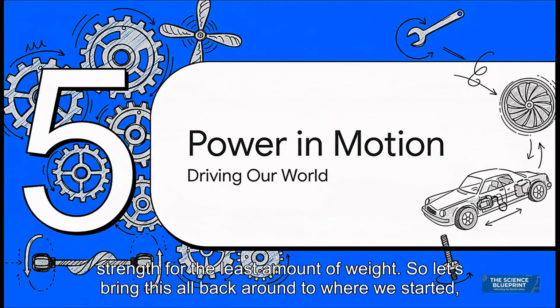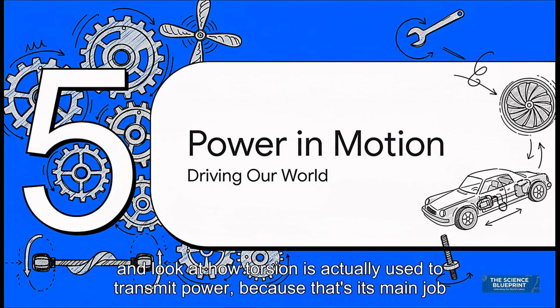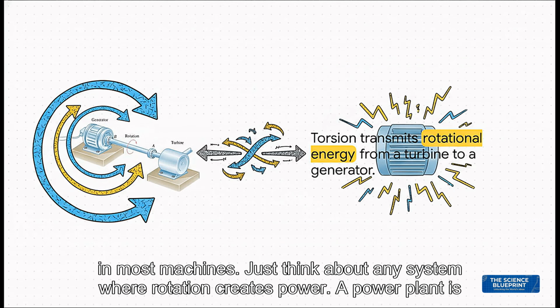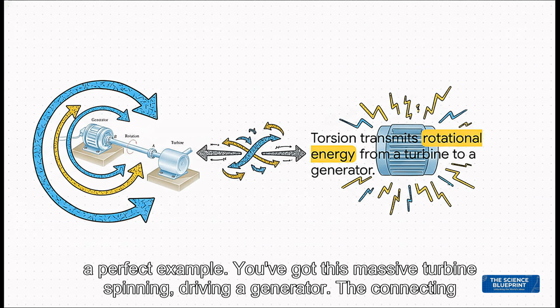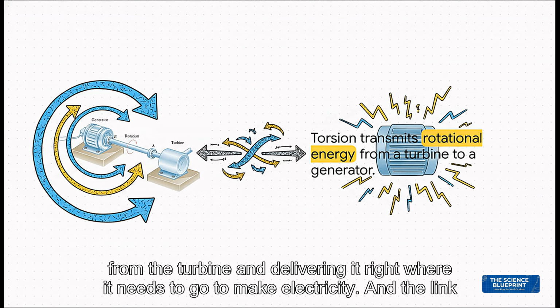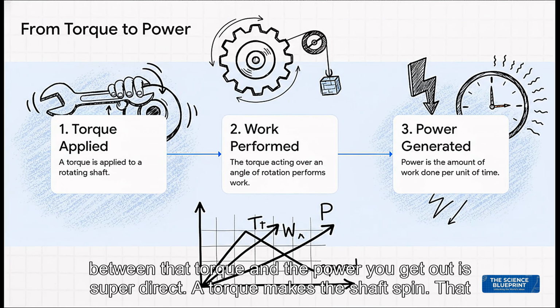So let's bring this all back around to where we started and look at how torsion is actually used to transmit power, because that's its main job in most machines. Just think about any system where rotation creates power. A power plant is a perfect example. You've got this massive turbine spinning, driving a generator. The connecting shaft is the real hero of that story. It's under constant torsion, taking all that rotational energy from the turbine and delivering it right where it needs to go to make electricity.